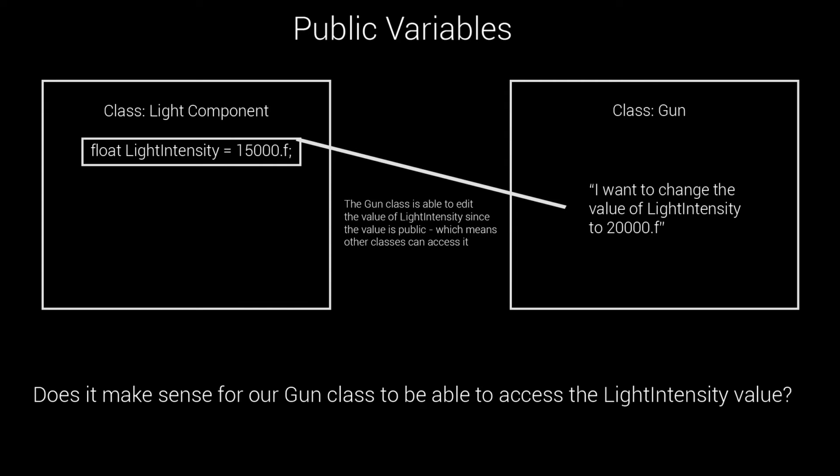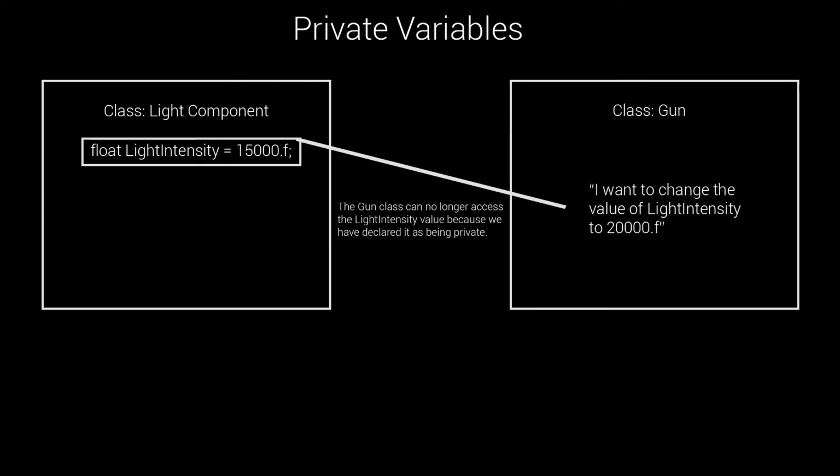Public variables, here we have two classes. We have a light component and a gun. In this case, since we have declared light intensity as being public, gun can just go ahead and change it. Gun shouldn't be able to change the intensity of the light. It doesn't even make sense, right? But because we've made it public, gun can do that. So in this case, we would want to use a private variable. Private means that the light intensity can only be changed by the light itself, which makes a lot more sense. There's not really any reason why a gun should be able to change the intensity of a light.